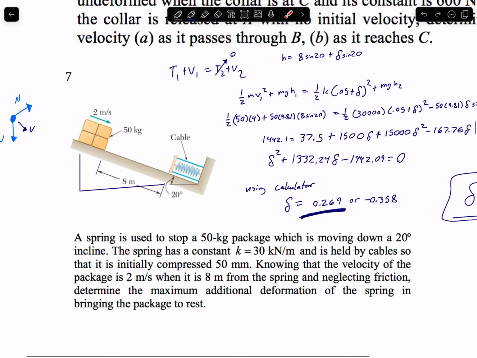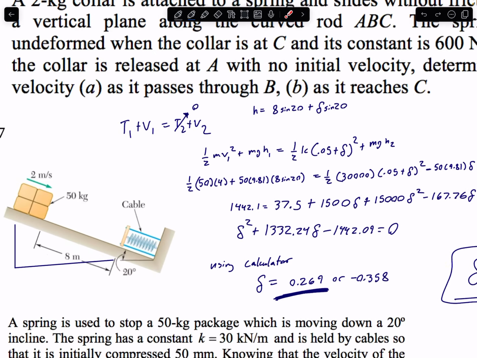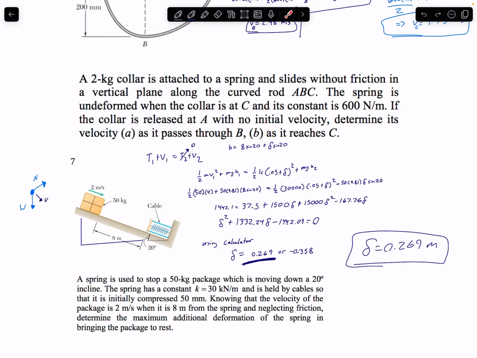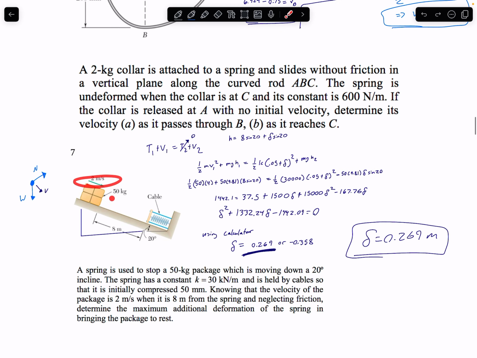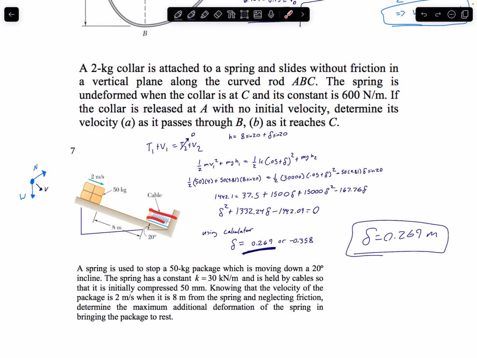And then at 7, so this is actually a pretty interesting problem. Here we have the package sliding down, initial velocity at 2 meters per second, weighs 50 kilograms, and sliding down, it's caught by these springs, or by the spring, and we know that the spring is already down 5 centimeters, or 0.05 meters.